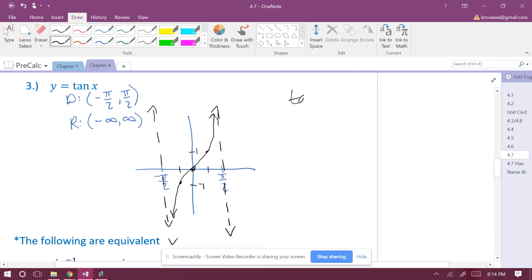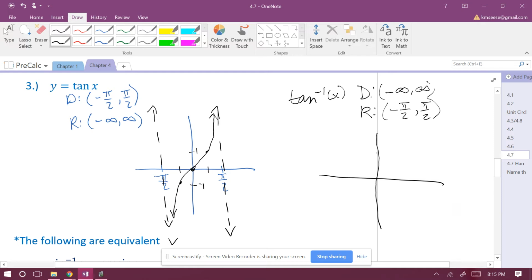So now when we look at tangent inverse of x, well, your domain is actually going to be negative infinity to infinity. And your range is going to be negative pi halves to pi halves. So what's happening here is instead of vertical asymptotes, think about what happens when you invert it. You are going to have horizontal asymptotes. So you actually have a horizontal asymptote at y equals pi halves and at y equals negative pi halves.